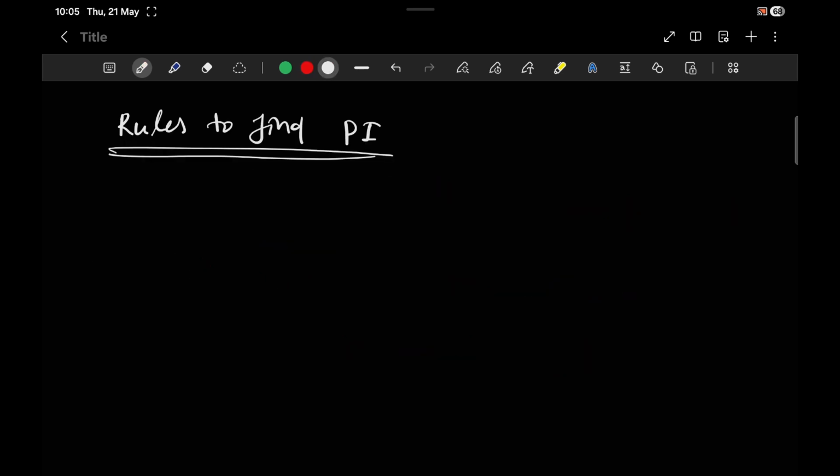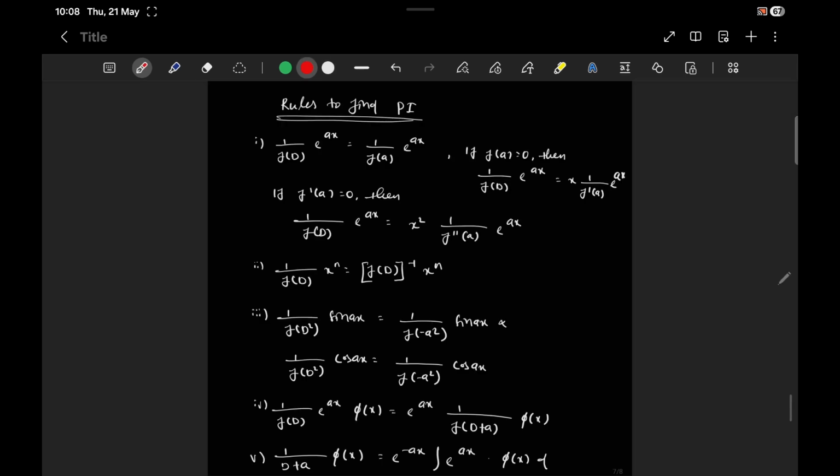So, rules to find the particular integral. We have 5 rules to find the particular integral of the differential equation, and from those 5 rules we have 3 very important rules. Those are asked very repeatedly in the exams, and we have very unimportant rules, number 4 and number 5. We can really skip those, but we are going to study number 4, but we are not going to study the 5th rule, as it is not included in any types of exams like engineering or BSc.